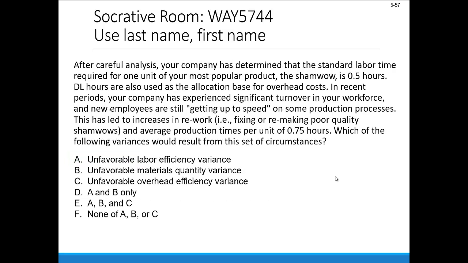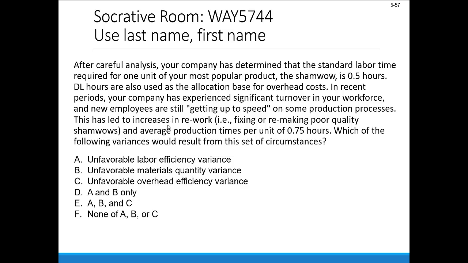Finally, suppose after careful analysis, your company's determined that the standard labor time required for 1 unit of your most popular product, the ShamWow, is 0.5 hours. Direct labor hours are also used as the allocation base for overhead costs. In recent periods, your company has experienced significant turnover in your workforce, and new employees are still getting up to speed on some production processes.